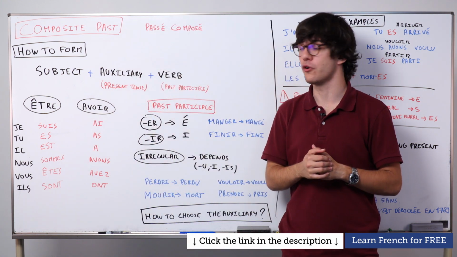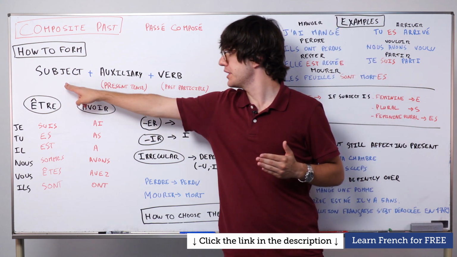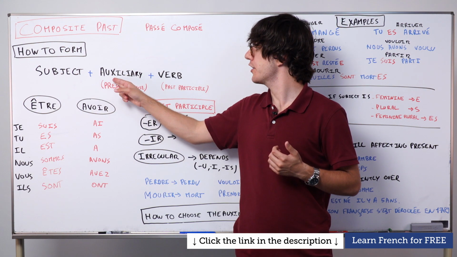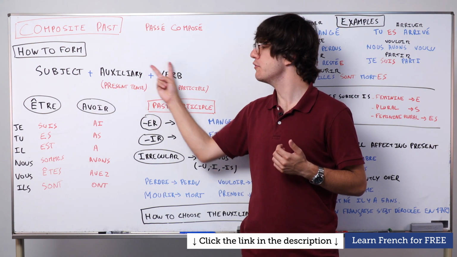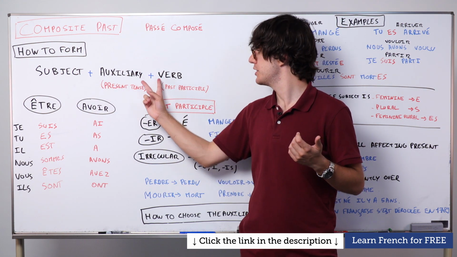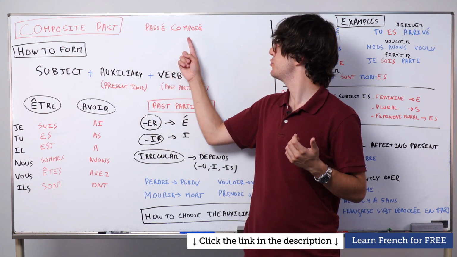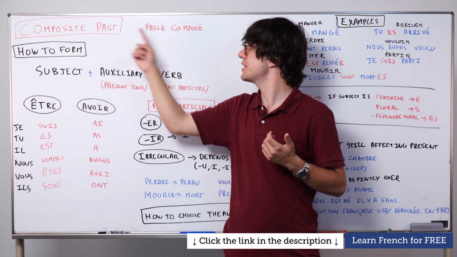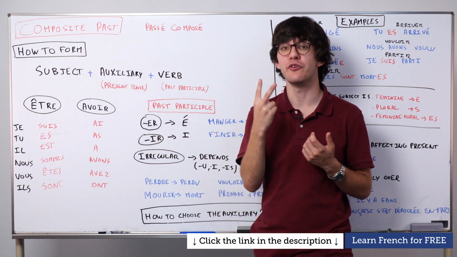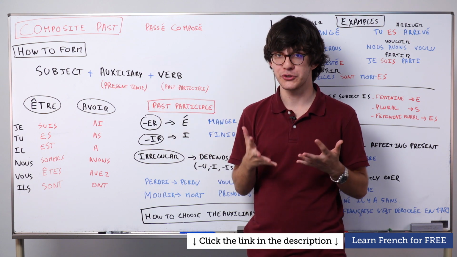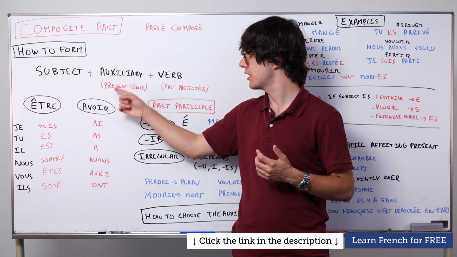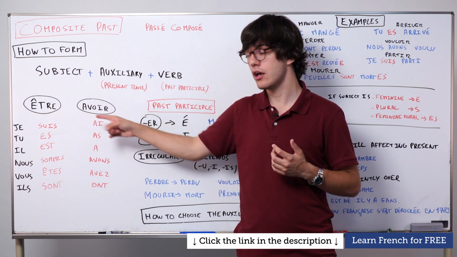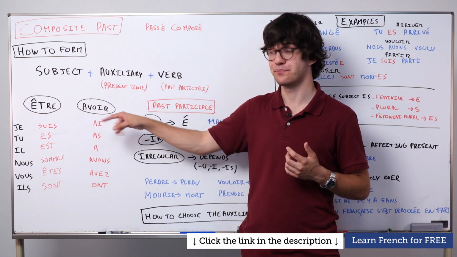So first, the form, the structure. You need the subject, like always with verbs in French, and then an auxiliary and a verb. You need two verbs in a way to create the passé composé. The reason why there is the word composé or composite is because you need two verbs: the verb that you want to use and an auxiliary. The auxiliary is être or avoir. One of those two.